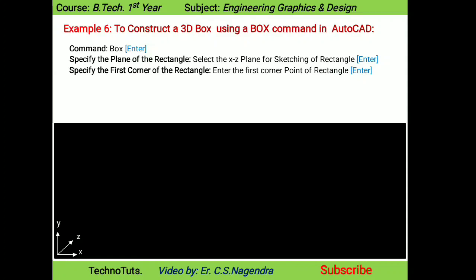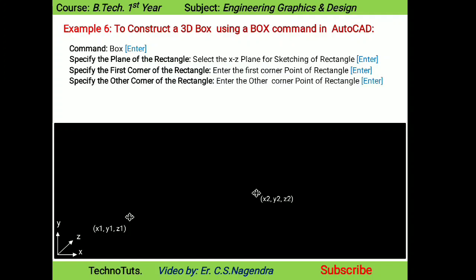Now the computer will ask you to specify the first corner of the rectangle. So just type the first corner of the rectangle having coordinates x1, y1, z1 and press enter key. You will see corner number 1 will be visible on the screen having coordinates x1, y1 and z1.